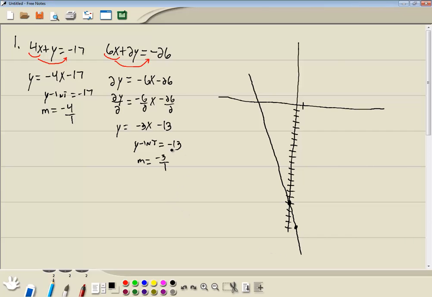Okay. Now our y-intercept, negative 13. 1, 2, 3, 4, 5, 6, 7, 8, 9, 10, 11, 12, 13. And that says we're going to go down 3, right 1. So down 3, right 1. Should be right there. As good as I'm going to draw a straight line.